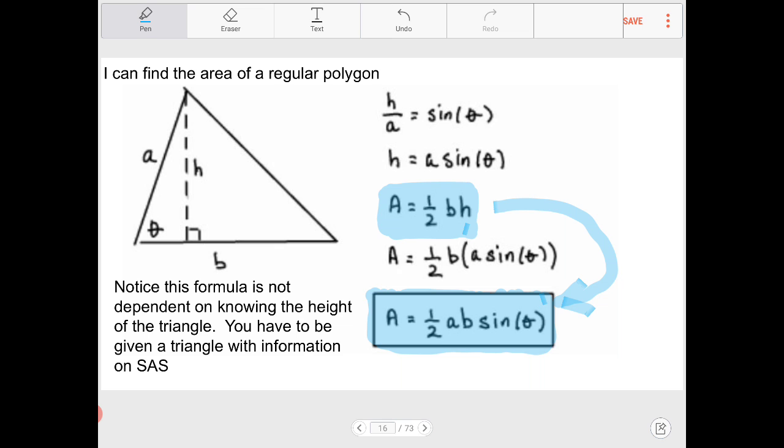So let's try to extend this idea a little further. Now that we know how to find the area of pretty much any triangle, as long as you're given an SAS relationship, let's try to extend that idea to finding the area of a polygon.